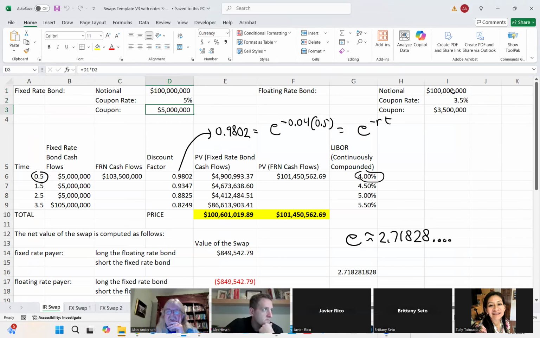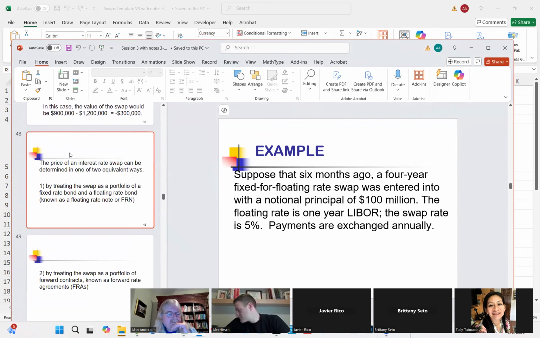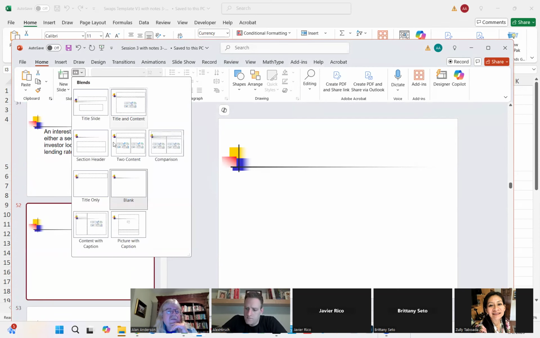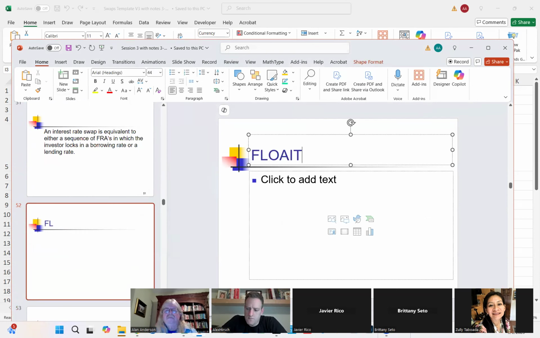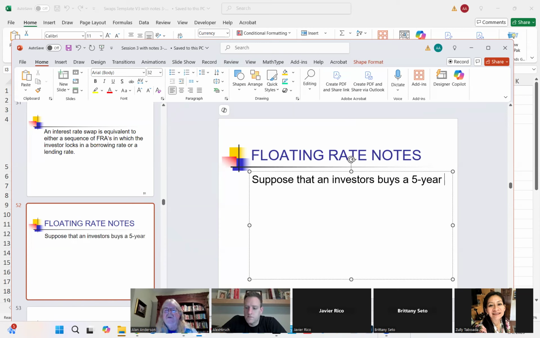And over here, the notional is 100 million. The coupon rate is currently 3.5%, and that's $3.5 million. Now, before we go any further, I just want to mention something here about the way floating rate notes are structured. And that would be this. So let's say you've got a 5-year, that an investor buys a 5-year floating rate note with annual coupons tied to, just keep it simple, 1 year of LIBOR.